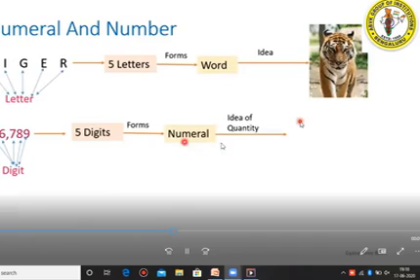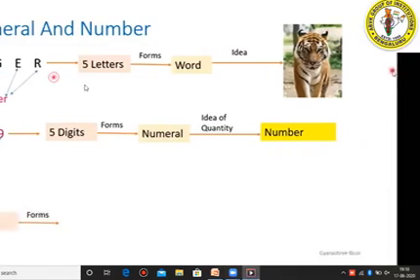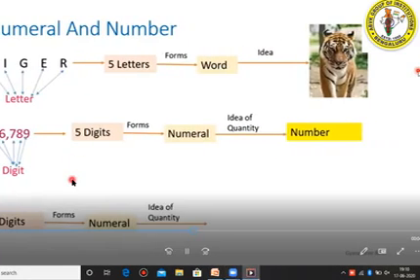Okay, so what does it give? It gives an idea of quantity. 56,789 means it is one amount, or anything you can guess. So now you understood the difference between number and numeral. See here, digits form a numeral, which gives us an idea of quantity and forms a number.